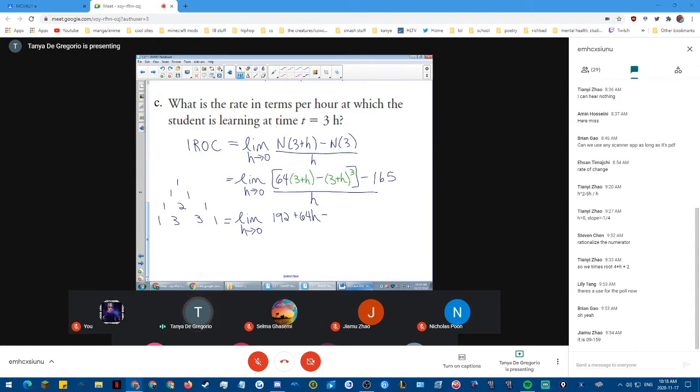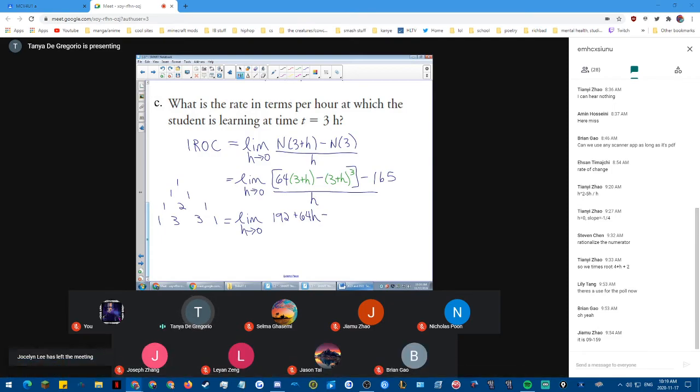So when you're expanding 3 plus h to the exponent 3, you know that you're going to have 4 terms. Yes? So this is the row that I'm using from Pascal's triangle, 1, 3, 3, 1. So that means my first coefficient is going to be 1, and it's 1 times 3 cubed. And what's 1 times 3 cubed? 27.